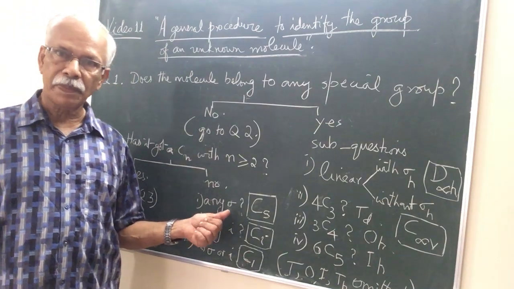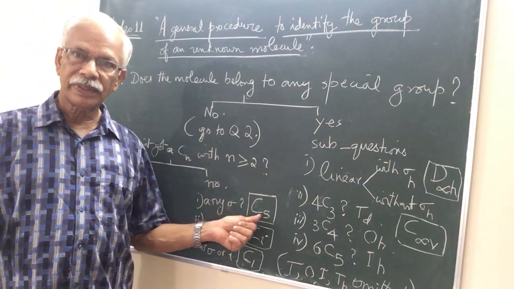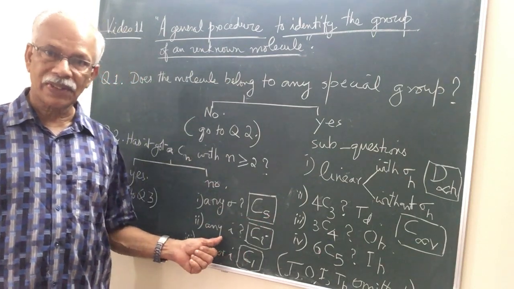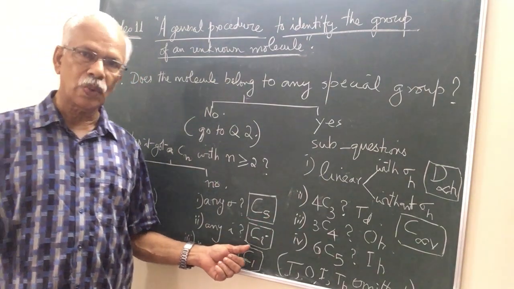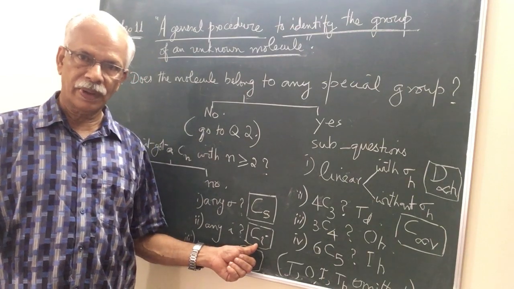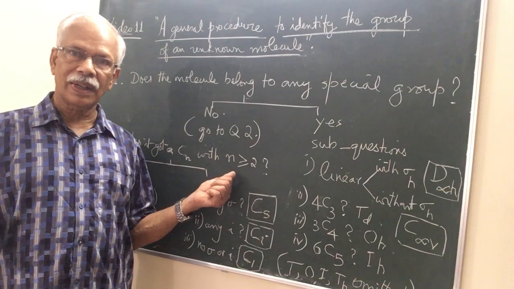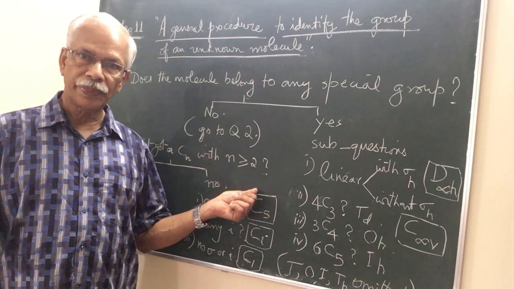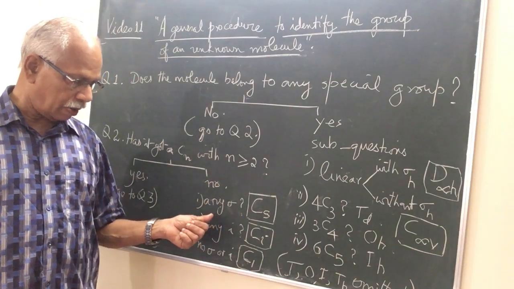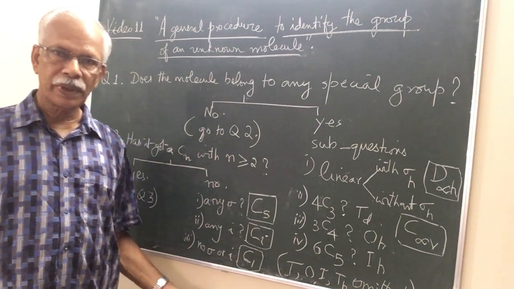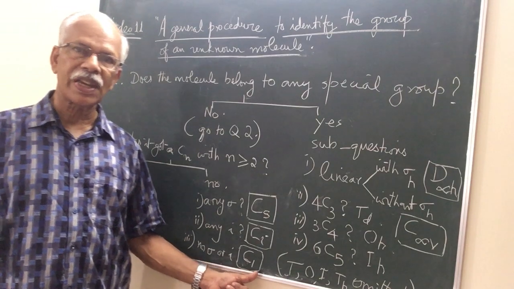Has it got any plane of symmetry? Then it will belong to the Cs group. If it has a center of symmetry, it will belong to the Ci group. But if there is no Cn with n greater than or equal to 2, and no sigma and no i, then it is the most unsymmetric molecule whose notation is C1.